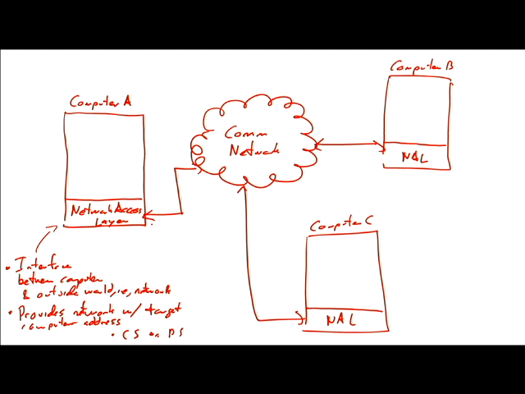So this layer also has something called a network address. The network address uniquely identifies computer A. It's like your home address, right? So computer A has a unique address that says, I'm computer A, and it's some collection of numbers and maybe letters. Computer B and C also have addresses, and this is how computer A says, I want to talk with computer B or computer C, this is the address I want to talk with.